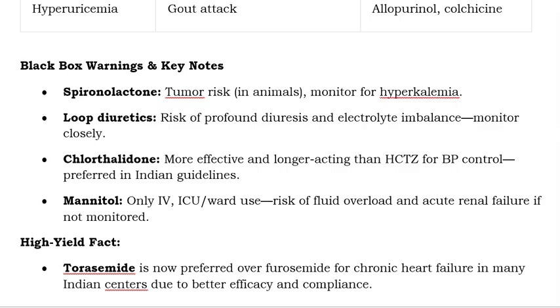What would you say is a really high yield fact, something particularly relevant for our Indian medical students to lock in? A very high-yield fact, especially relevant here in India, is that torsemide, Dytor, is increasingly being considered the preferred loop diuretic over furosemide, Lasix, for the long-term management of chronic heart failure in many cardiac centers across India. And why again? Mainly due to its better, more predictable oral absorption, its longer duration of action allowing once daily dosing, and some evidence suggesting maybe a lower risk of causing hypokalemia. This can all add up to better overall effectiveness and better patient compliance. That's a really crucial point for practice here.